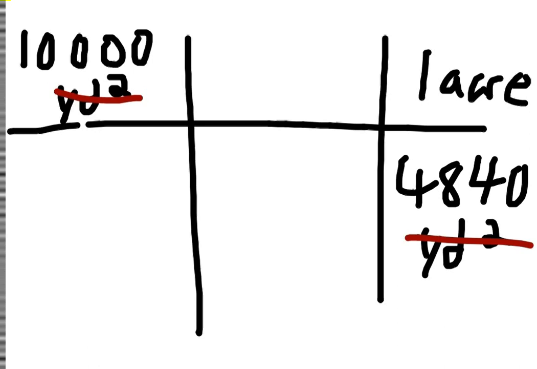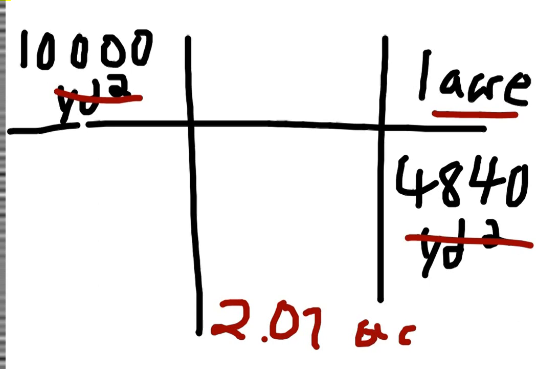Did somebody do it in the calculator? Thank you. So there's about 2.07 acres in 10,000 square yards.